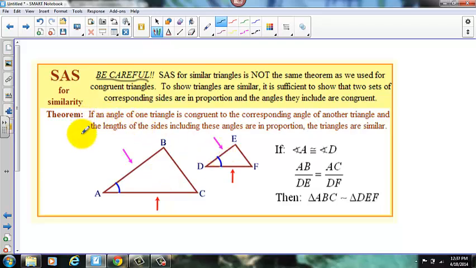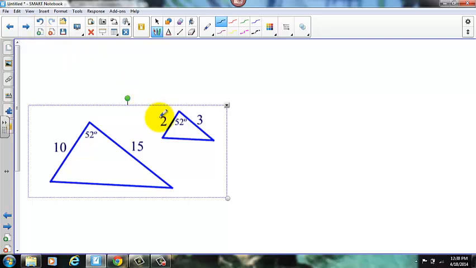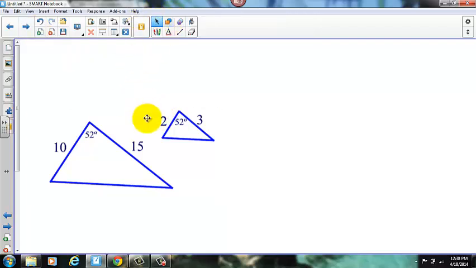So the theorem states, if an angle of one triangle is congruent to the corresponding angle of another triangle, so angle A is congruent to angle D, and the lengths of the sides including these angles are in proportion, the triangles are similar. So we have angle A congruent to angle D. Then in order to prove that these two are similar, we need to figure out if AB over DE equals AC over DF. Now we're going to practice a few different examples so that we can get the hang of it.